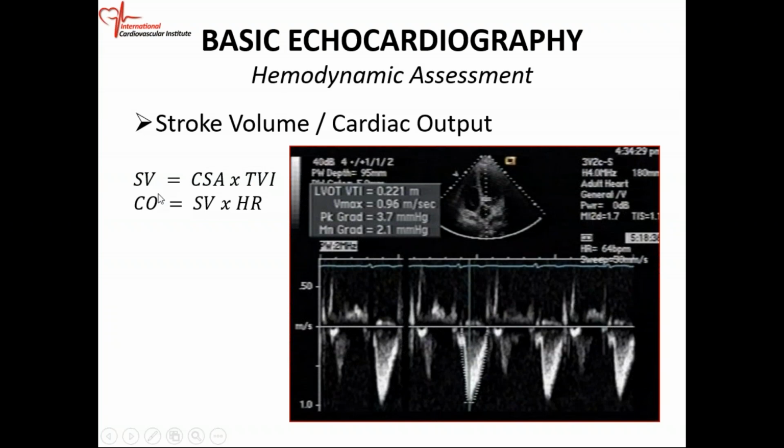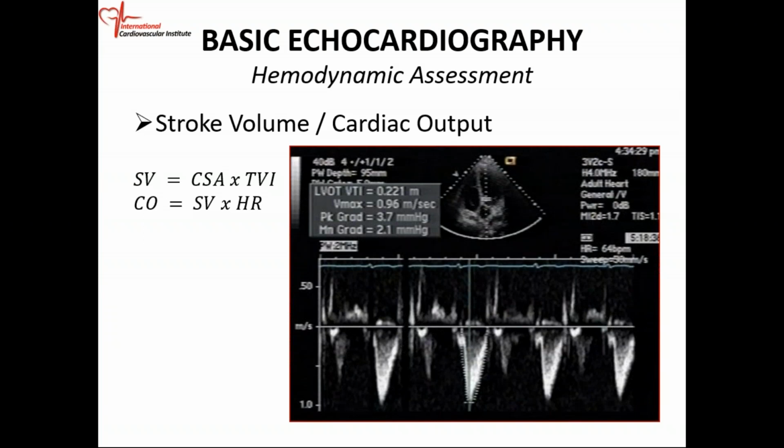Remember, cardiac output is stroke volume times the heart rate. So if someone has a heart rate of 60 beats per minute and the stroke volume is, say, 50 mLs, you just multiply the two and you'll get the cardiac output. Cardiac output is the volume of blood that's pumped out of the left ventricle of the heart per minute.